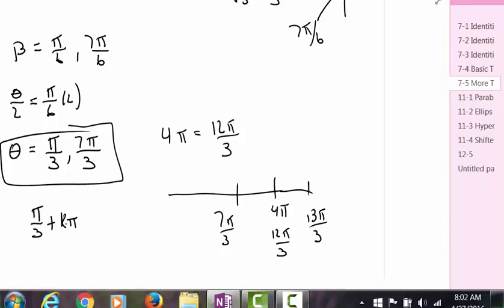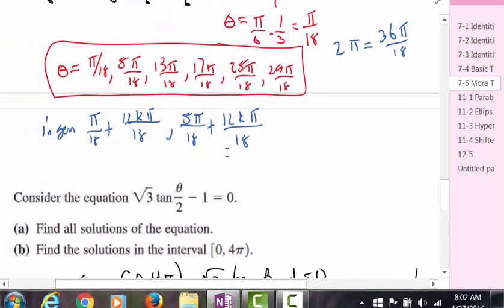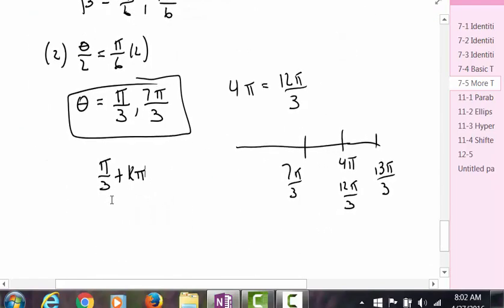Okay. Why is this different though? How come last time I had, let me scroll back up for a second. Last time when I looked at the general case, I had to have 2 different forms. One was based off pi over 18 and one was based off 5 pi over 18. How come this one is just based off pi thirds? Okay, that's part of it. But what's different about this question that makes this so weird? Why is it not 2 pi? Why is it just pi?